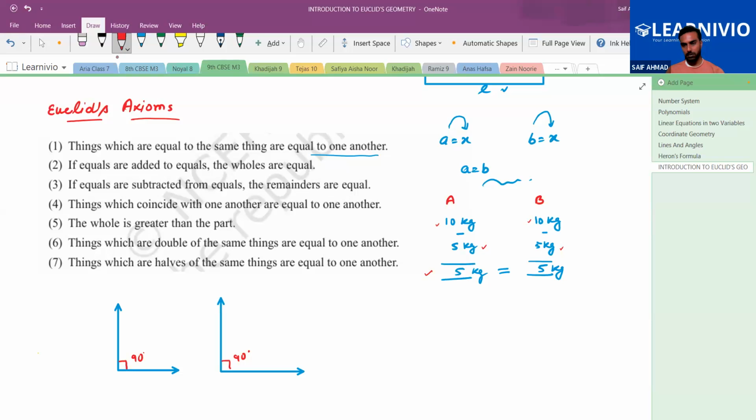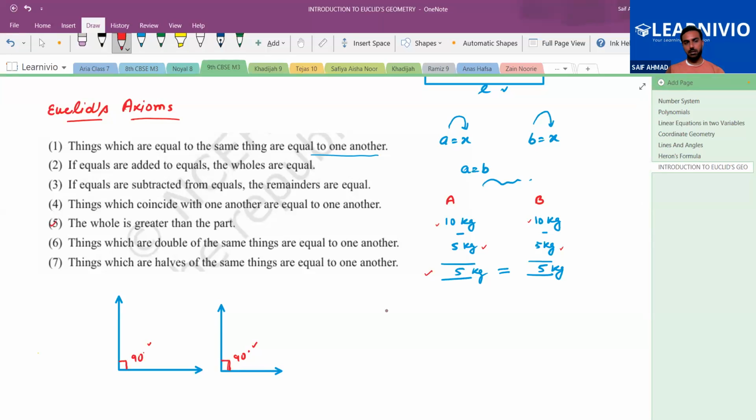Understood or not? Means they will add? No, not addition. If I put this angle on this angle, they will coincide. So it means if things coincide with one another, the measurement of these particular things is equal. The value of these things will be equal. You can see that both of the angles are equal to 90 degrees. Understood?